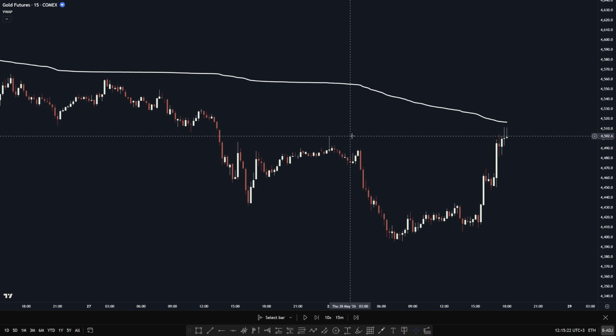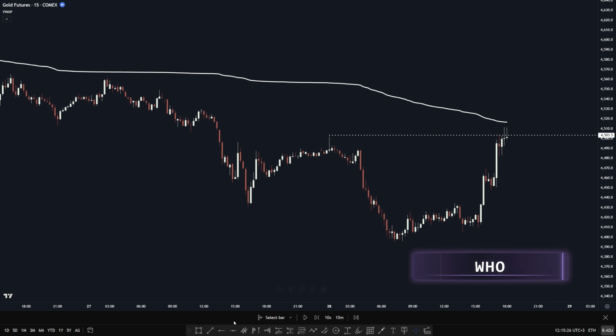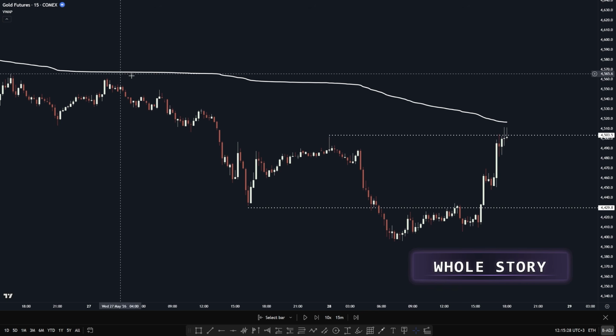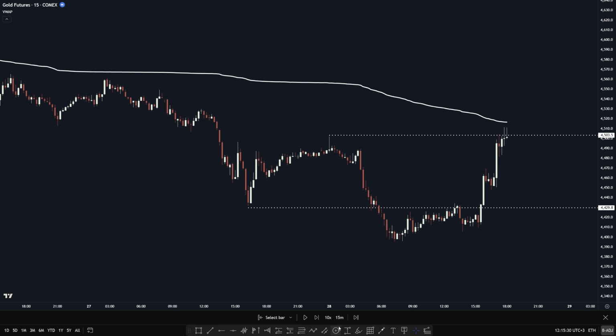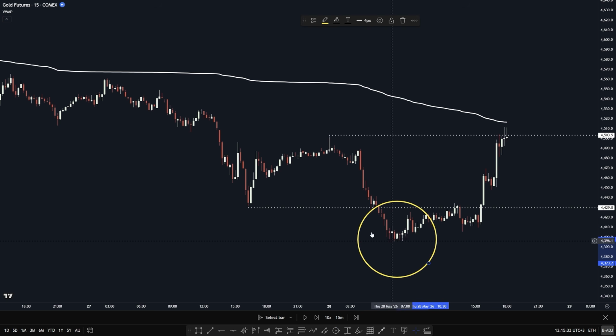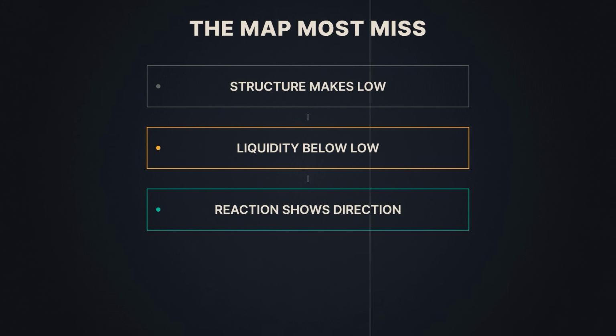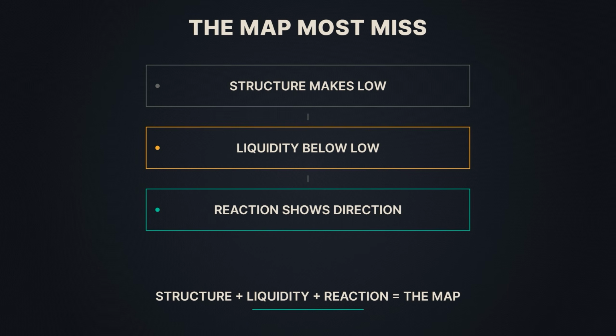Then price breaks above the last lower high. That one move tells you the whole story. Structure created the low. Liquidity was sitting below the low. The reaction after the grab showed the real direction. That is the map most traders never see.